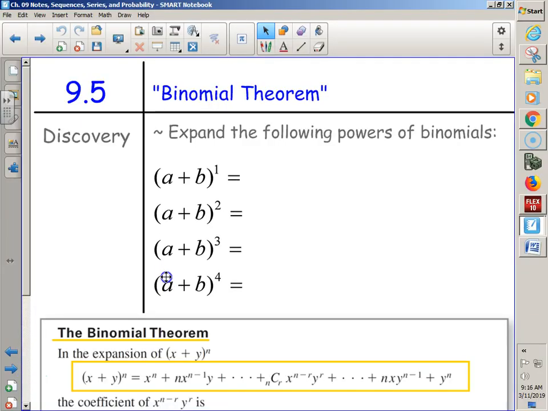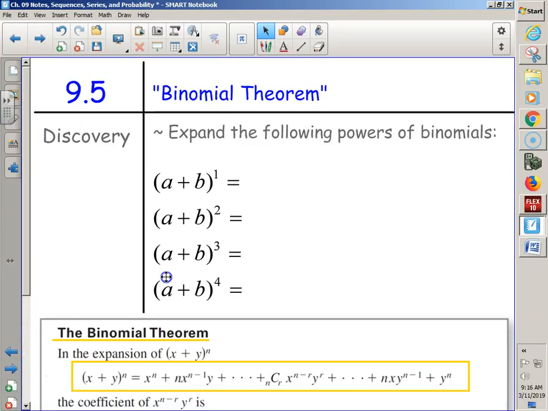So I want you to multiply one more. What's the one that's missing? Oh, I guess I'll do that one for you. That's hard. Okay, go. What's a plus b to the 1 power? What's a plus b squared? Don't kill a puppy. That means you'd have to FOIL a plus b times a. What's a plus b cubed and a plus b to the 4th?